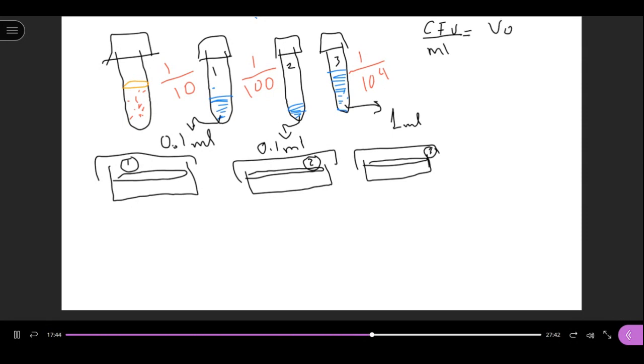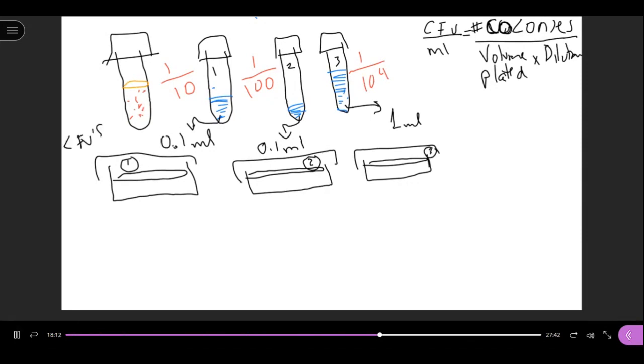The formula to calculate CFUs per mL is the number of colonies that grow in the plate, over the volume plated, times the dilution factor of the sample plated.